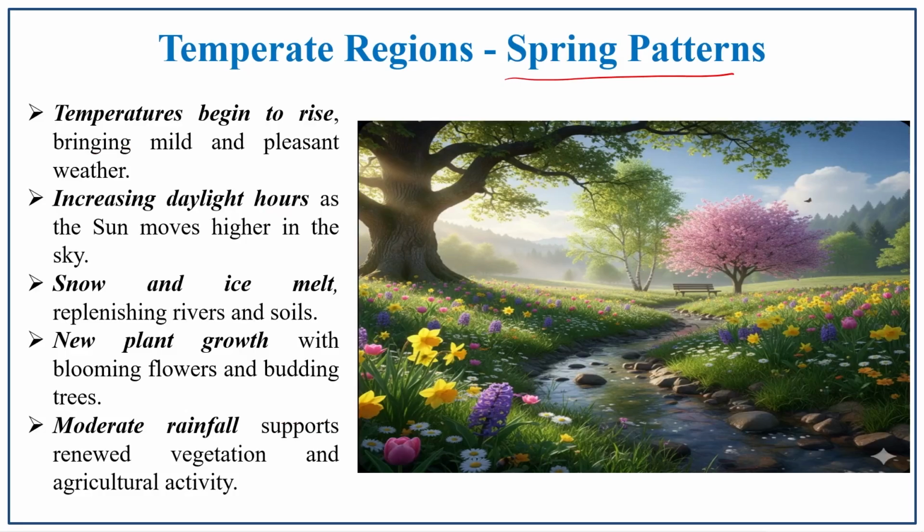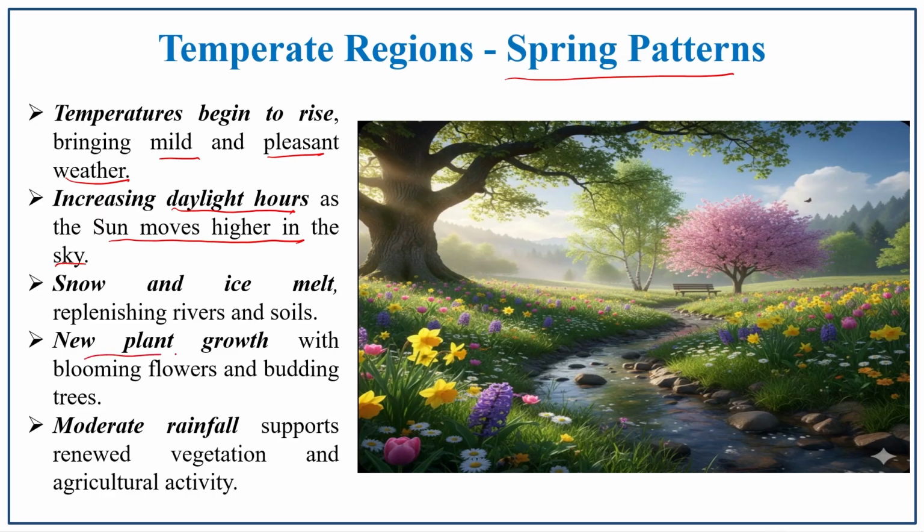Then comes the spring pattern, where the temperature begins to rise after winter. There is a rise in temperature, bringing mild and pleasant weather conditions, and an increase in daylight hours as the sun moves higher in the sky. This is the reason why snow and ice melt and replenish the rivers and soils. The freezing condition is now a melting state.